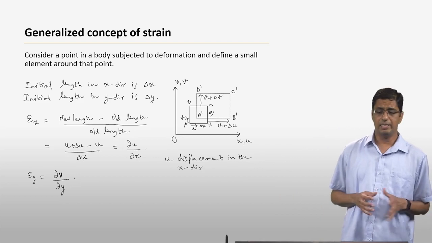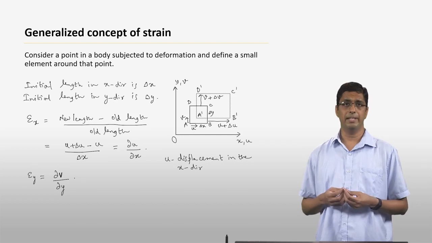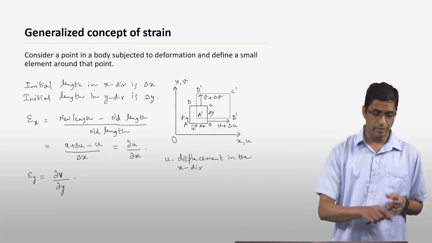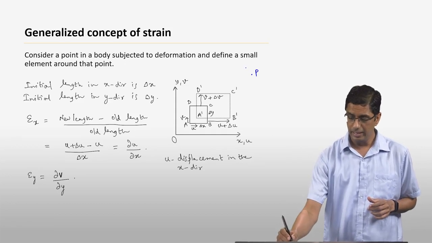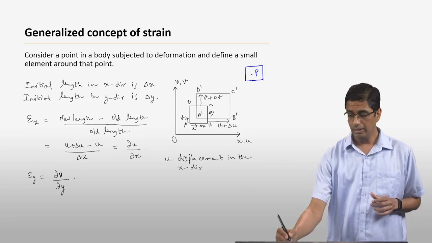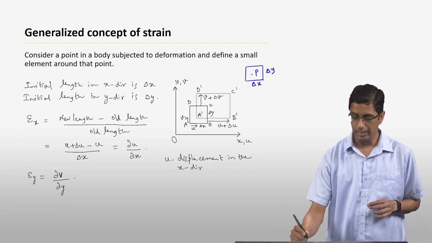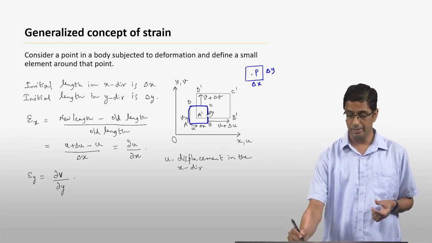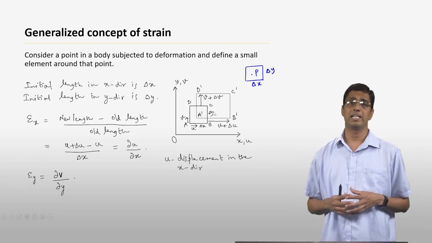Okay, so let's look at the generalized concept of strain. So just as we defined the stress at a point, strain is also defined at a point. Okay, so in this case, what I have done is I have chosen a point P, and I have defined a small element around that point P, of dimensions delta x and delta y, and that is what I have shown here. So that box essentially is a box around a point, and this point P is in a body that is being subject to deformation.